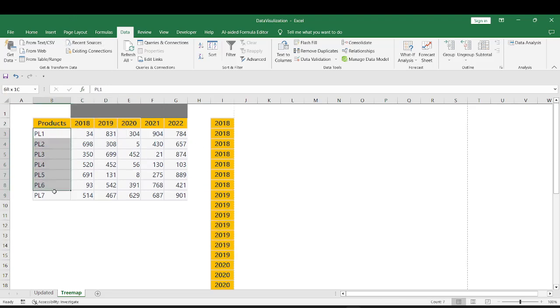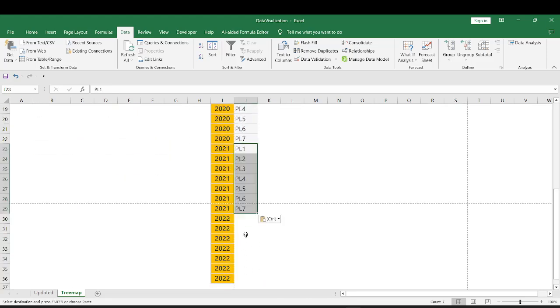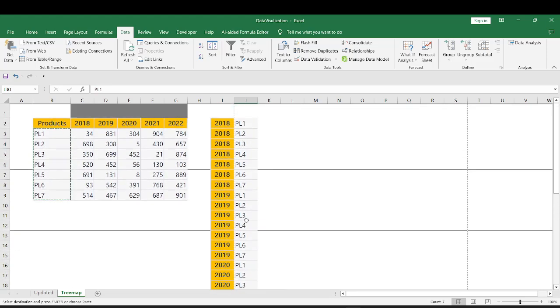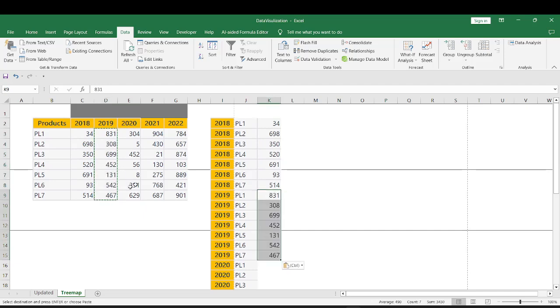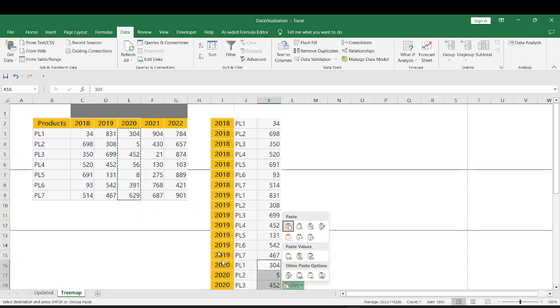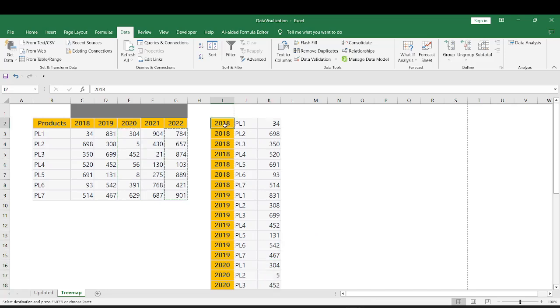Now let me copy the products. Let me just copy it one after the other. And here for 2018, this is the value. For 2019, we have this value. For 2020, this value. Now I have my table suitable to plot a tree map or a sunburst chart.